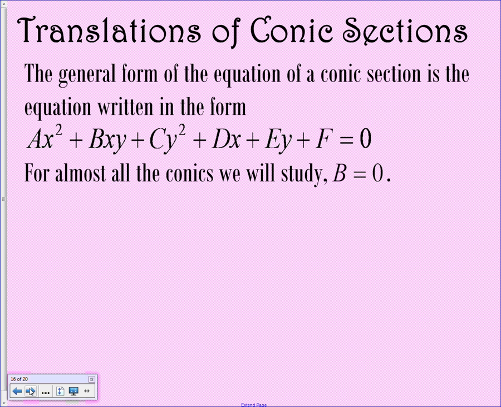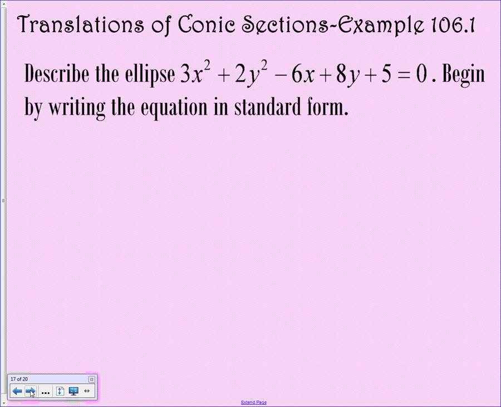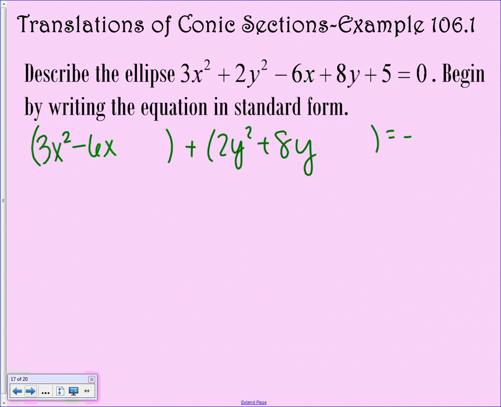Okay, so looking at an example. They want us to describe the ellipse that's given by this equation. And so we begin by putting it into standard form. So just like we did with the circle where we had to complete the square, we're going to do the same thing. So I'm going to start by putting my x's together, and then I'm going to put my y's together. And I'm going to make it equal -5. So if I factor out a 3, I'm going to have x squared minus 2x. And if I factor out a 2, I'm going to have y squared plus 4y.